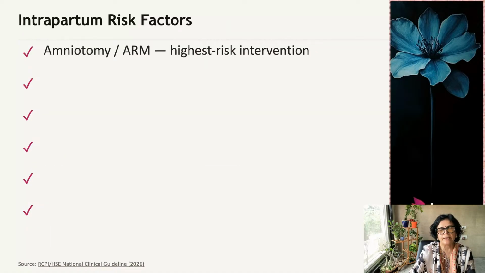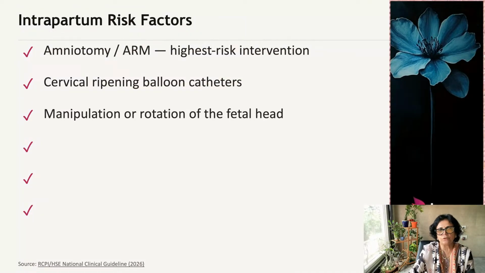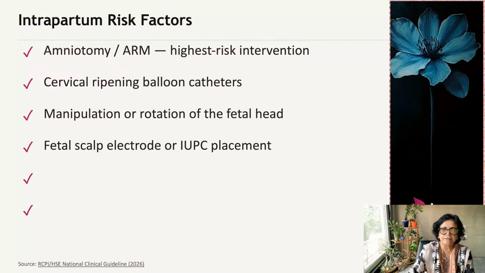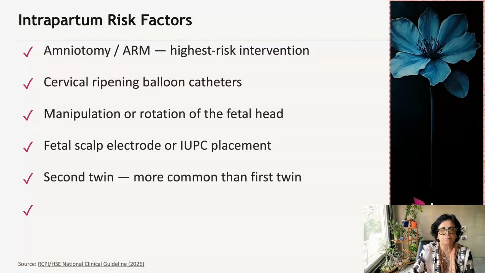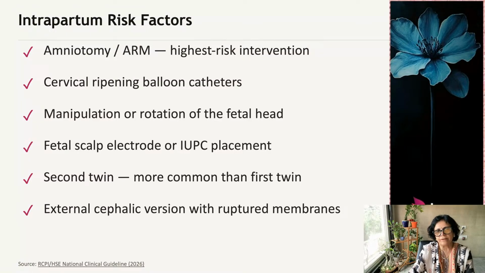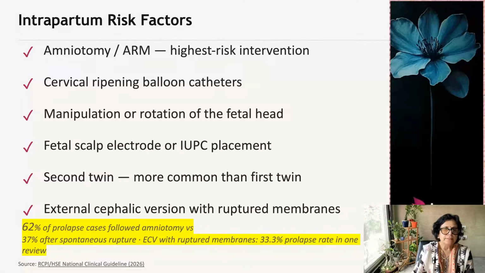Intrapartum risk factors: amniotomy, ARM, is the highest risk intervention. Others are cervical ripening with balloon catheters, manipulation or rotation of the fetal head, fetal scalp electrode or IUPC placement, the second twin being more common than the first twin, and external cephalic version with ruptured membranes. 62% of prolapses are followed by amniotomy versus 37% after spontaneous rupture. External cephalic version with ruptured membranes had a 33.3% prolapse rate in one review.